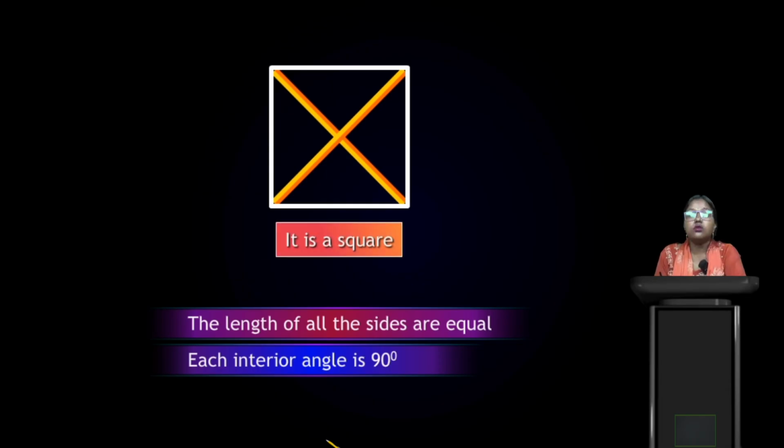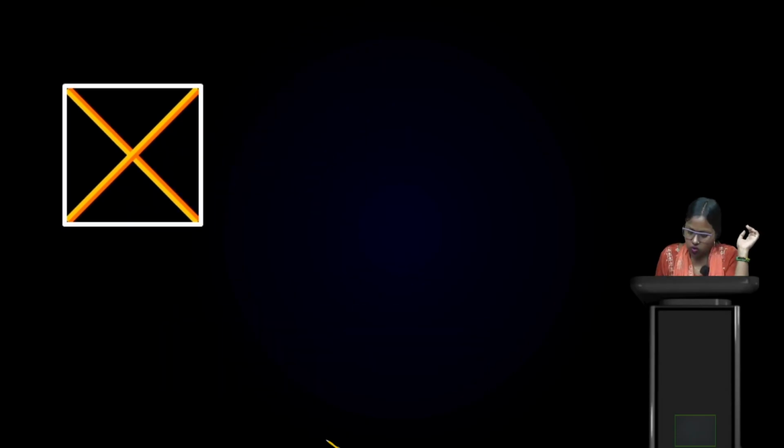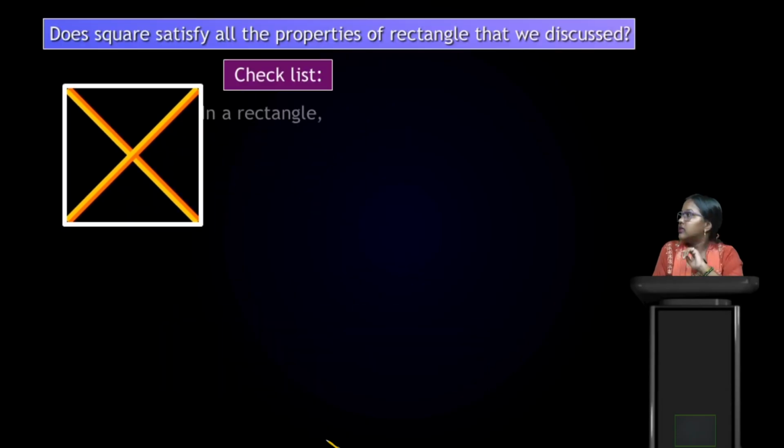So from here what do we conclude? If the diagonals are equal and the angle at the center where the diagonals bisect is equal to 90 degree, then the special type of rectangle that will form will always be a square. Okay, so this is a square. Does a square satisfy all the properties of a rectangle that we discussed? Let's check.